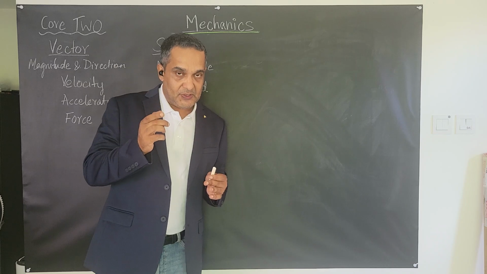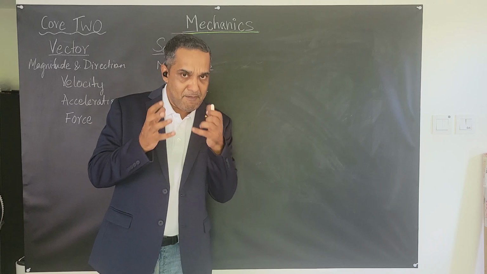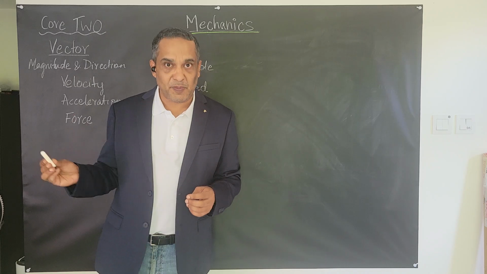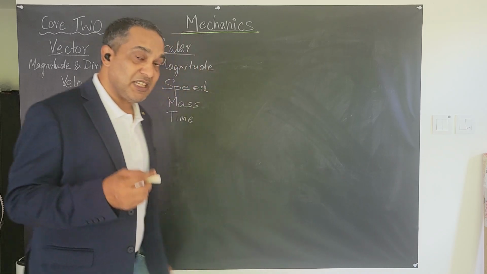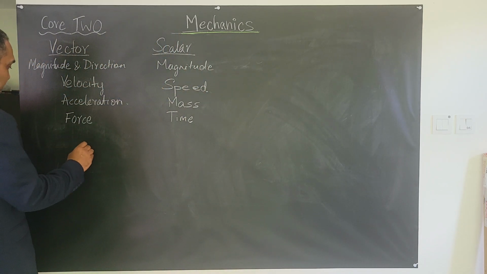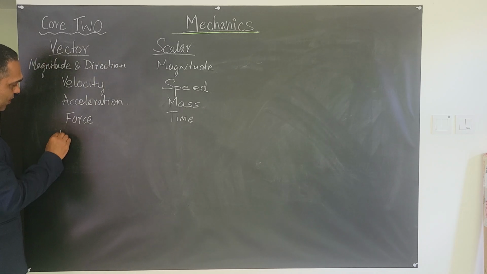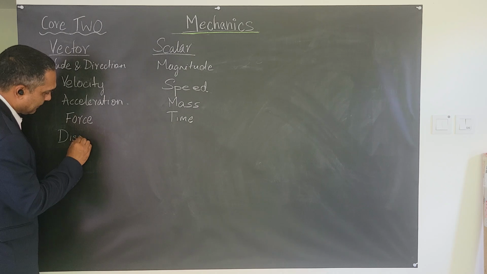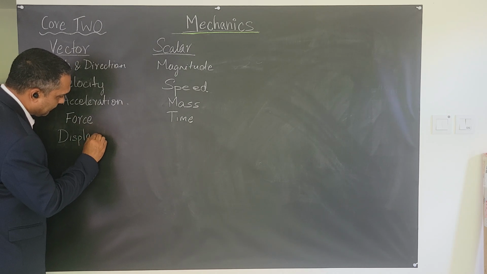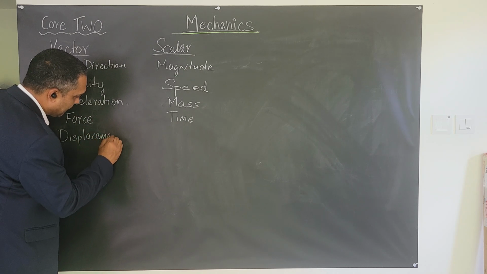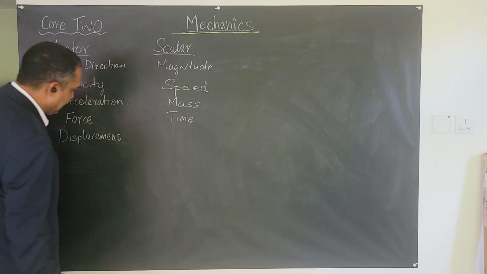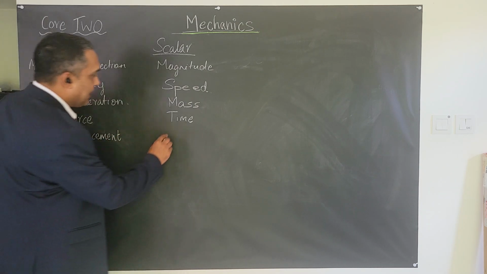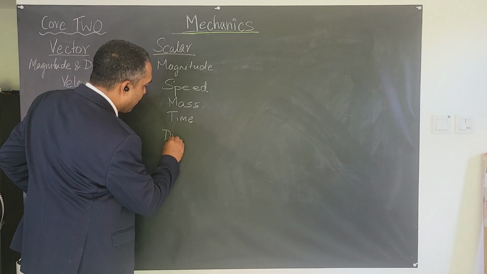So distance by itself is a measure of value. It's got magnitude, but it's displacement that has the direction, right? So displacement, and this is important, and that's why I covered this in basics. Displacement is a vector because it has magnitude and direction. Distance is a scalar quantity.